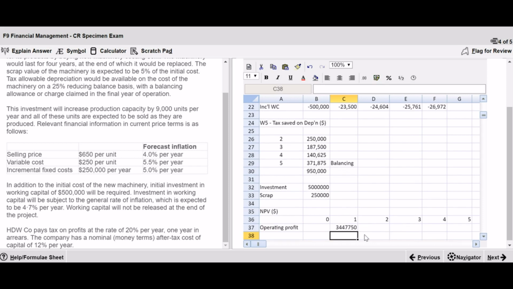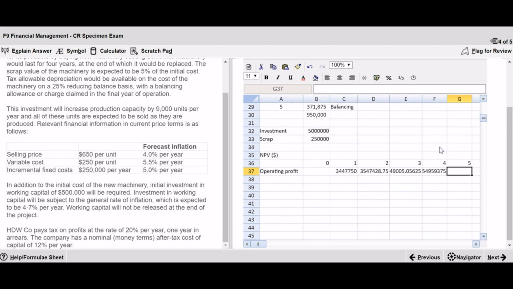And this gives us the operating profit for the first year. We can just drag this forward, and this will fill up my operating profit in the remaining years, which is up to year 4.